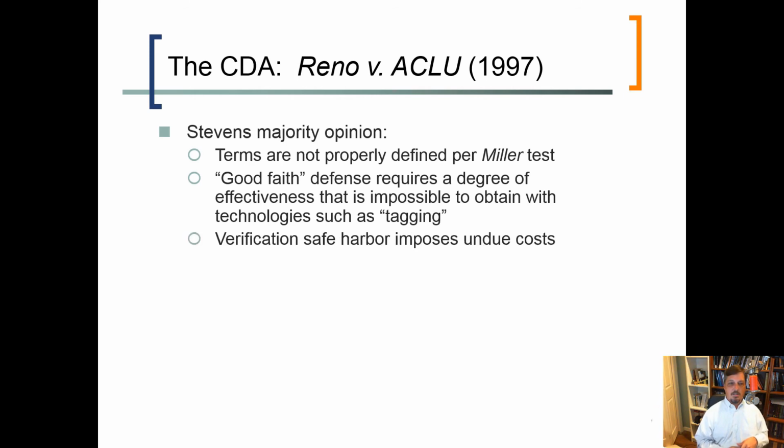All right, so Stevens also says that the statute is not specific enough. The terms aren't well defined. It doesn't really follow the Miller test for what might or might not be obscene. He suggests that the safe harbors and the good faith defenses are unfeasible. They're too expensive. The technology to implement them doesn't really exist in any sort of meaningful way. That piece of this case is kind of interesting.